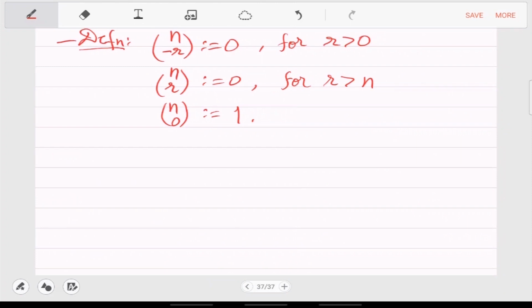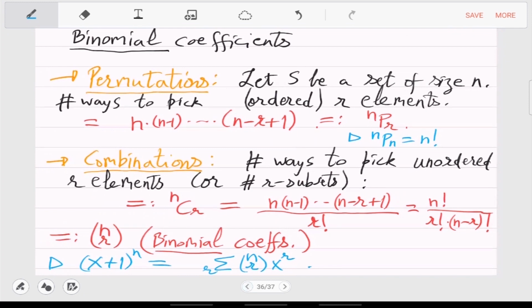So what are the other properties of this function? You can show that n choose r is n choose n minus r. How do you show this? By substituting in the x plus 1 to the n. Or the combinatorial proof.